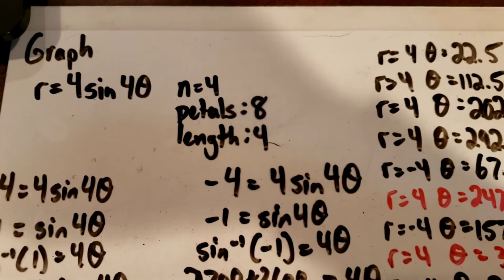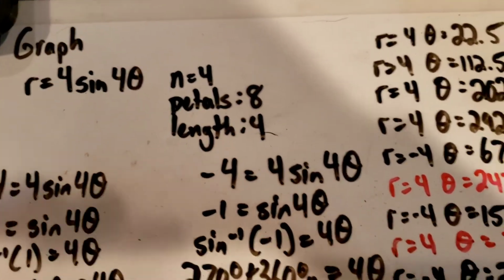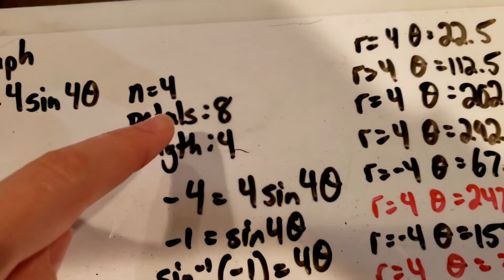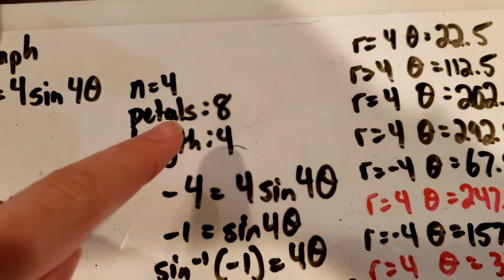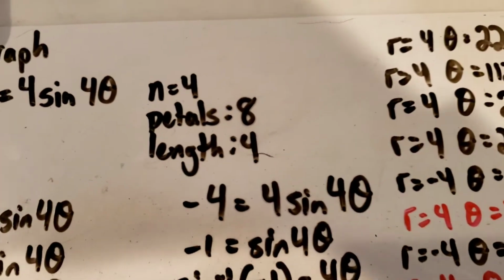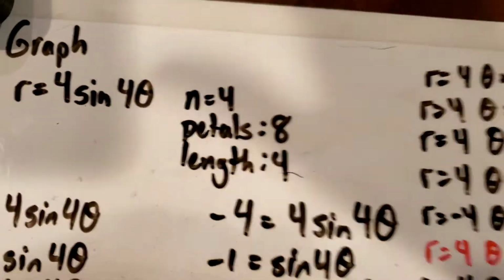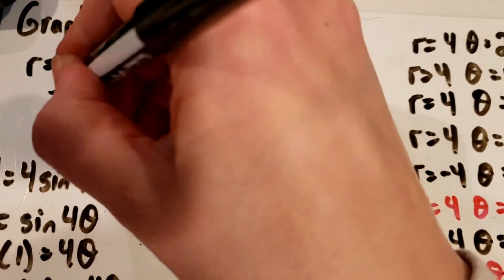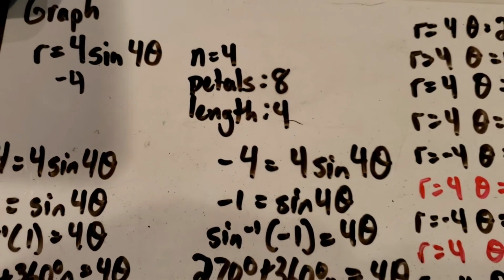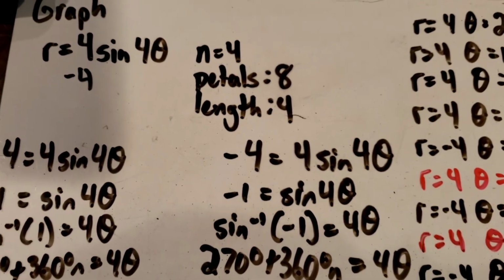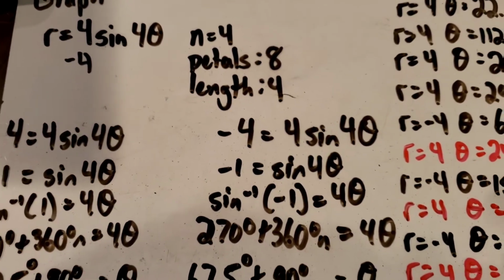So, since n is 4, n is even, multiplied by 2, 8. The length of the petal is 4 because you take the absolute value of this. Now, let's say that this was negative 4. The maximum this is still going to hit is 4, and the minimum is still going to be negative 4.